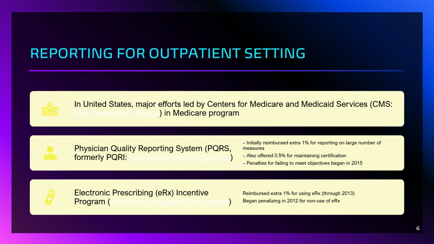Another program was the Electronic Prescribing Incentive Program, or the ERX. So, like PQRS, this started with a bonus payment, an extra 1% reimbursement for physicians who adopted electronic prescribing. But by 2012, the bonus expired and payment reductions kicked in for providers who didn't meet the program standards. What these programs show us is a pattern. CMS uses financial incentives, both positive and negative, to encourage outpatient providers to adopt quality reporting and health IT.